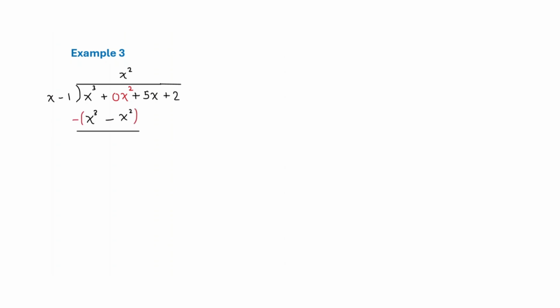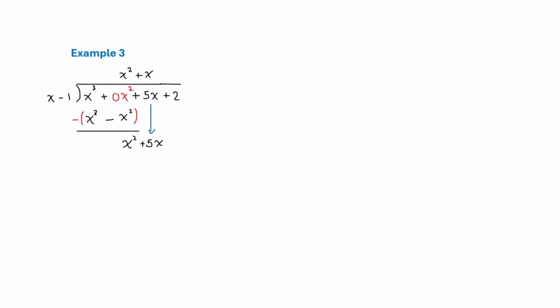We subtract. X cubed minus x cubed is 0. 0x squared minus negative x squared gives positive x squared. Then we bring down plus 5x. So now we have x squared plus 5x. Next, we divide. X squared divided by x is x. So we write plus x at the top.